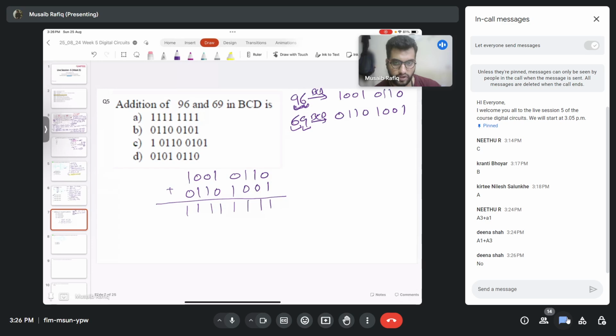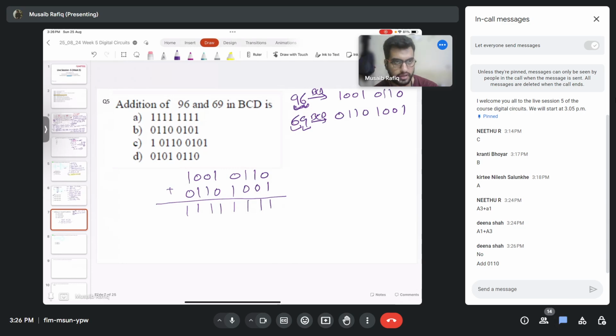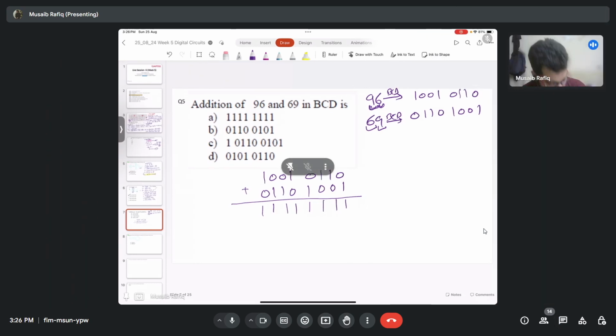So, since they are not, what do we have to add to them? Yes, 0110. That is basically 6. So 0110. So let me just highlight this and this ill to mark them as illegal. So 0110. So ultimately I'll have, so this will be 1.